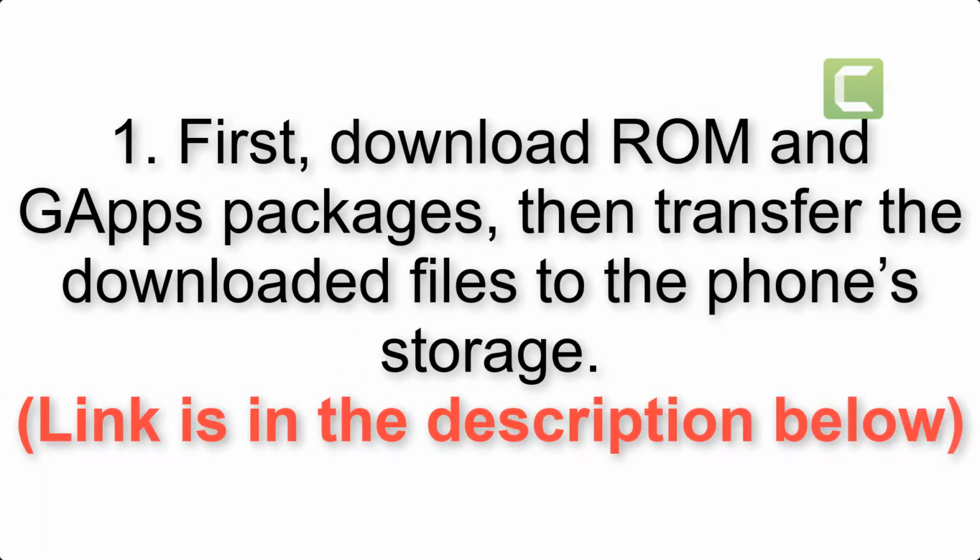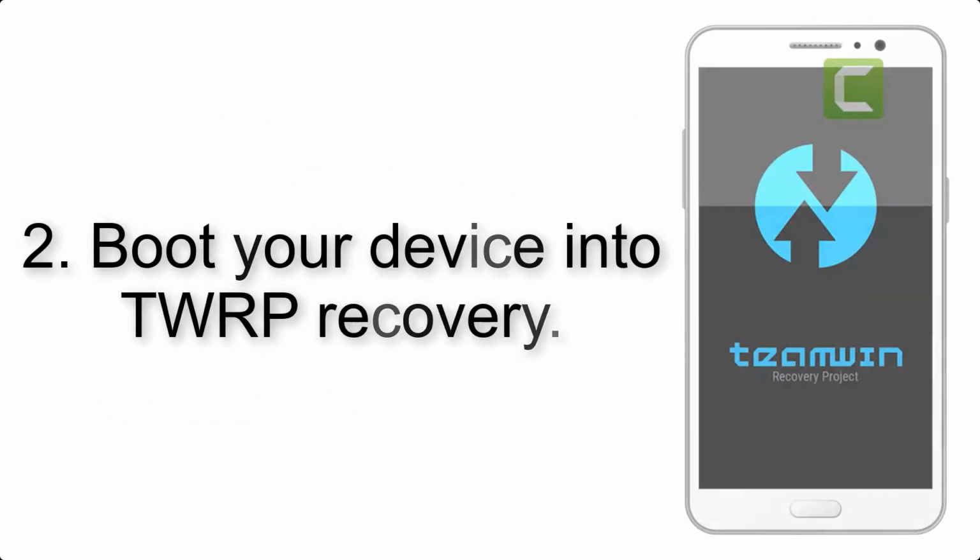First, download the ROM and GApps packages, then transfer the downloaded files to the phone storage. Link is in the description below. Step 2. Boot your device into TWRP recovery.